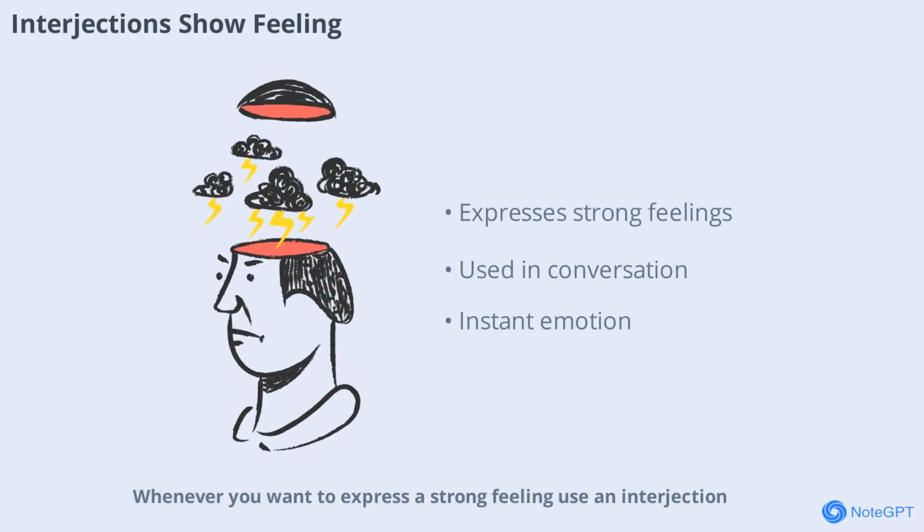Whenever you want to express a strong feeling, use an interjection. Words like wow or ouch instantly show your emotions. They're especially common in conversations and informal writing.